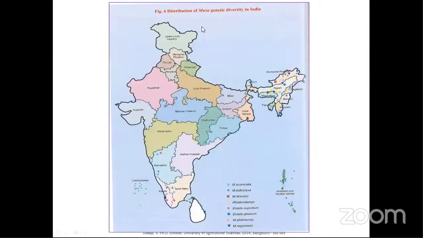So here is the distribution of Musa banana genetic diversity in India. Here you can see, in the various parts of the country, what types are distributed. Acuminata, balbisiana: this is not important from an exam point of view, but for your general idea, it has to be remembered. It has to be known. So I will tell those in detail.